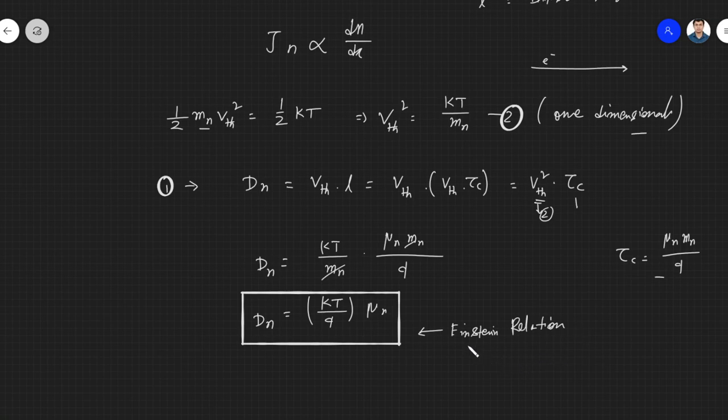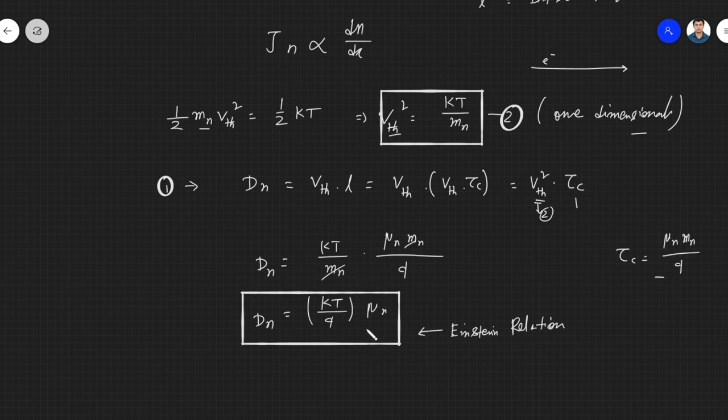I hope you studied this. Yes, Sairam. Sir, we have Vth squared now, sir. Then it should be kT by mn squared. No, Vth squared equals kT by mn. Yes, yes, sir.